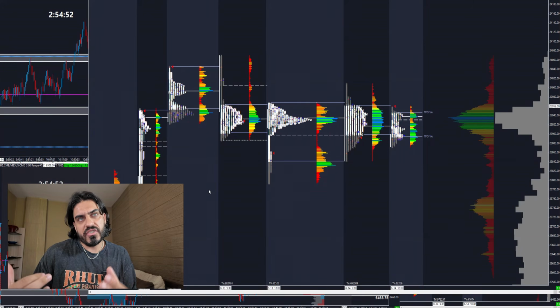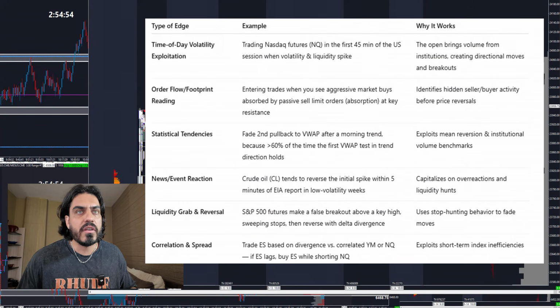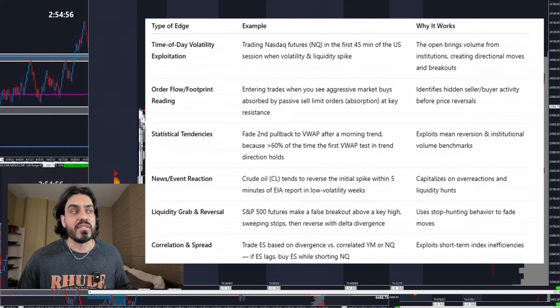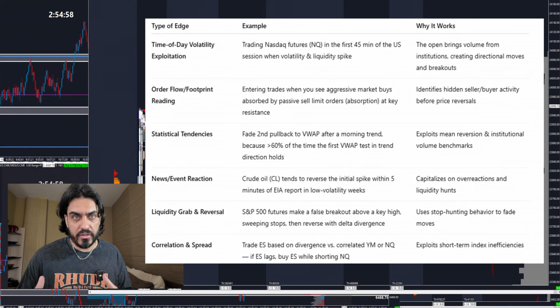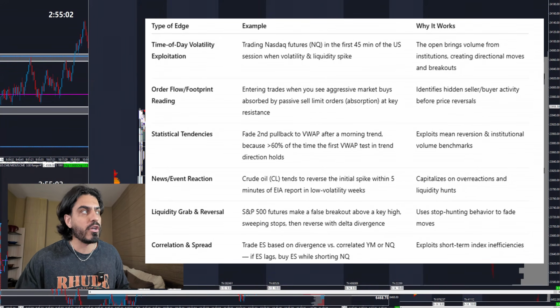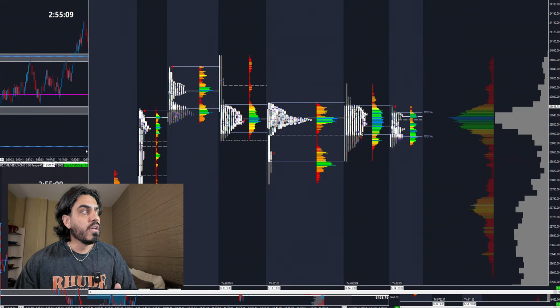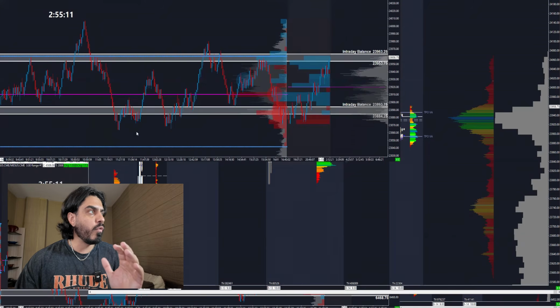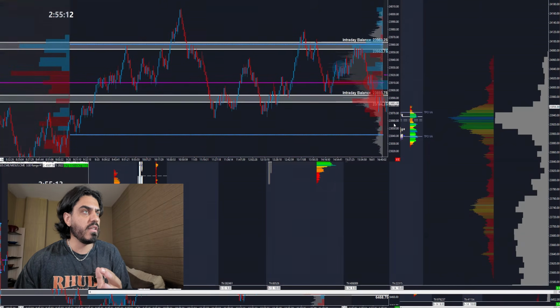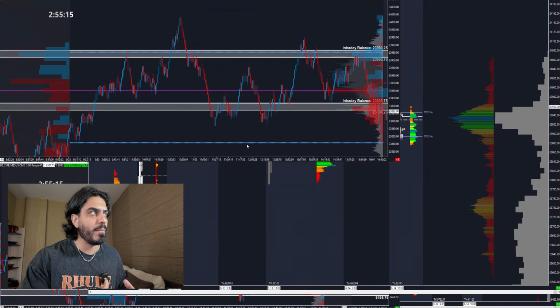A type of edge, as an example, could be time of day volatility exploitation. For instance, maybe some traders trade the first 45 minutes, the first 30 minutes of the market open when there's a little more volatility, and they trade the last half an hour, and they try to really abuse that. Or you could be one of those traders like me that avoids the first half an hour altogether, even the first hour sometimes, to get that initial bounce, to get a better understanding of where the market's trending.